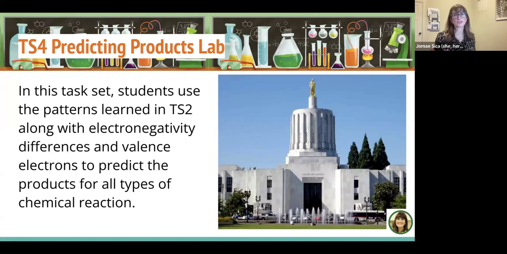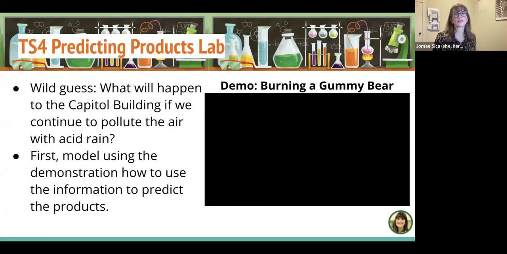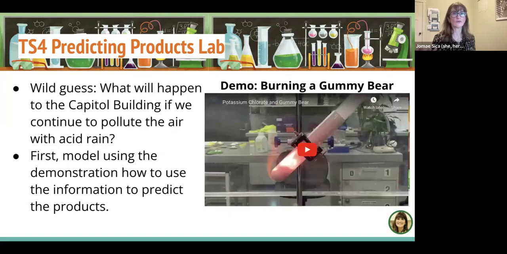In this particular lab, this is a picture of our Oregon Capitol building. It's made of marble. The wild guess is about what will happen to this building if we continue to burn fossil fuels. Those fossil fuels are giving off sulfur and nitrogen gases that are then eventually forming sulfuric and nitric acid in the atmosphere, causing acid rain. So that's kind of where we start, right? We're still doing a wild guess about what we think is going to happen to the Capitol building.